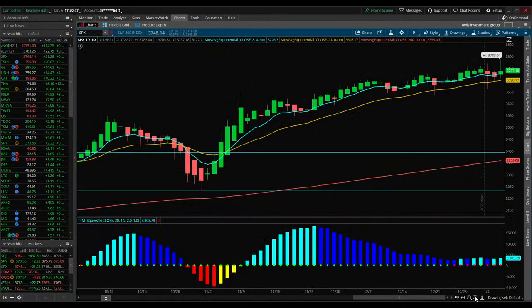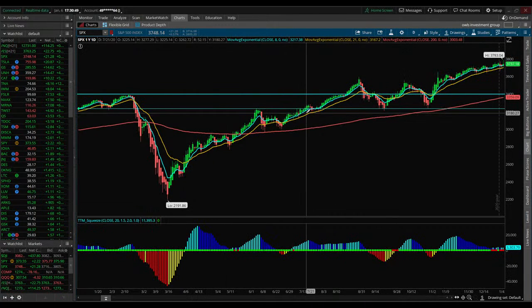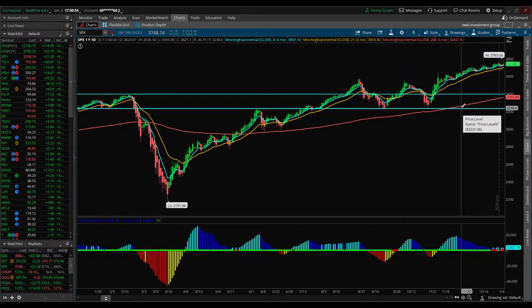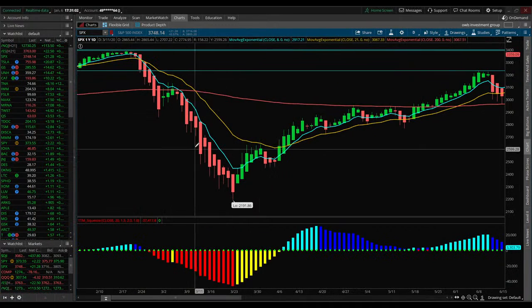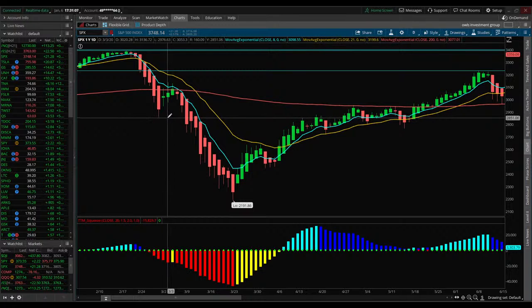Now with this market, the 200 moving average is not even in play right now. But if we go back to the virus, you see how we broke the 200. Now it found support here.